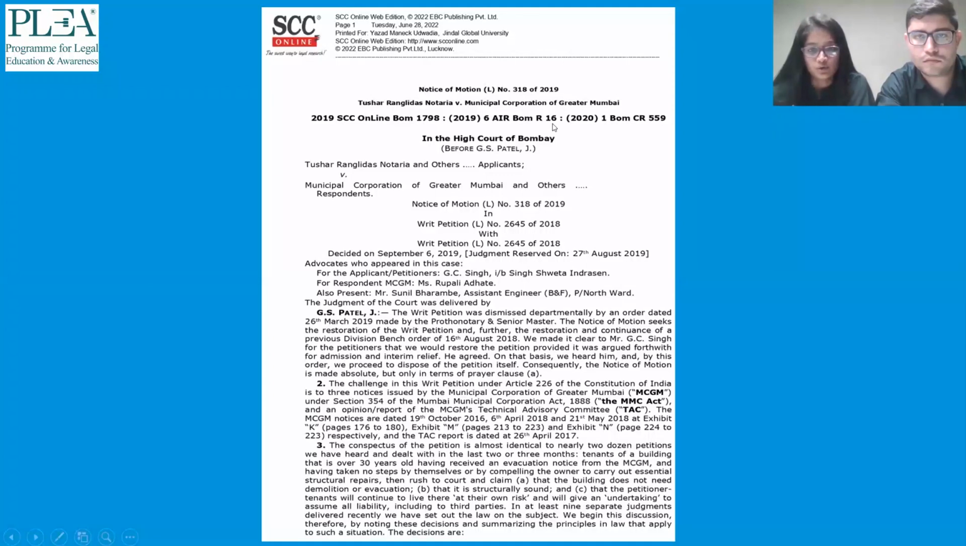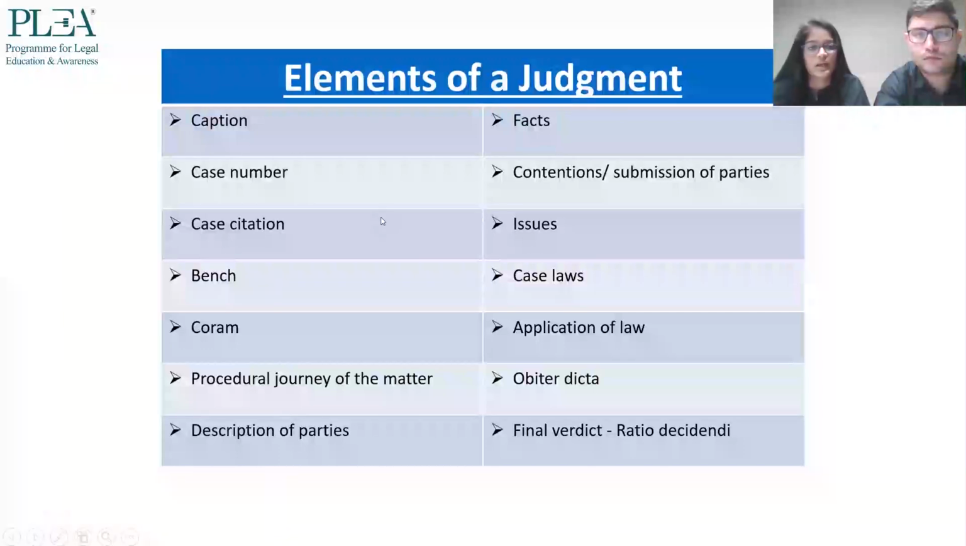So in order to find this very judgment which I am referring to, you have to first see the year. The citations also have several sub-components, as I already said. That is the year, the volume, the name of the reporter and the page number. Next important element is the bench and the quorum.